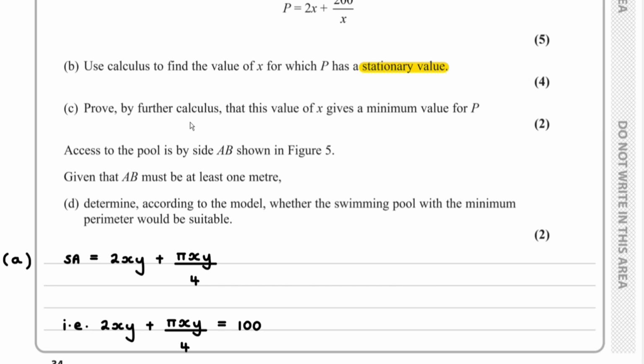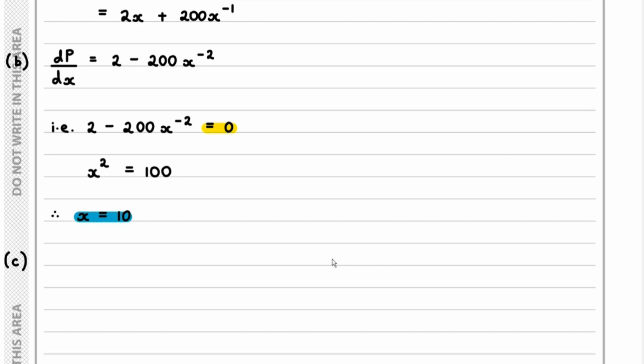Part C, prove by further calculus that this value of x gives a minimum value for p. Now, because we are concerned with the minimum value, we would have to differentiate dp over dx. In other words, we have to find the second derivative of p with respect to x. So, d squared p over dx squared, differentiating, we end up with 400x to the negative 3. And we have to verify that x equals 10 gives a minimum.